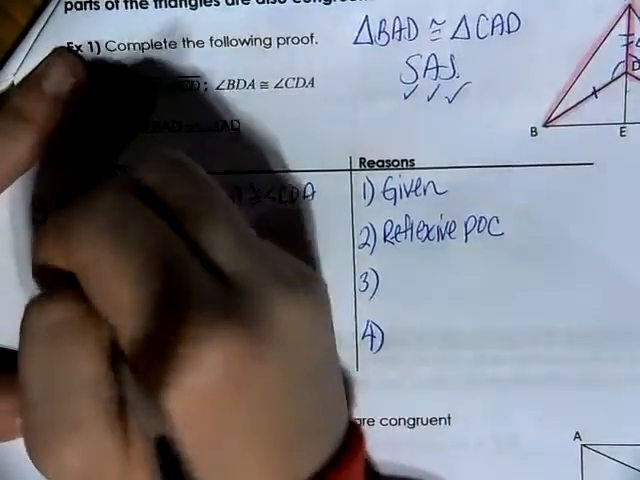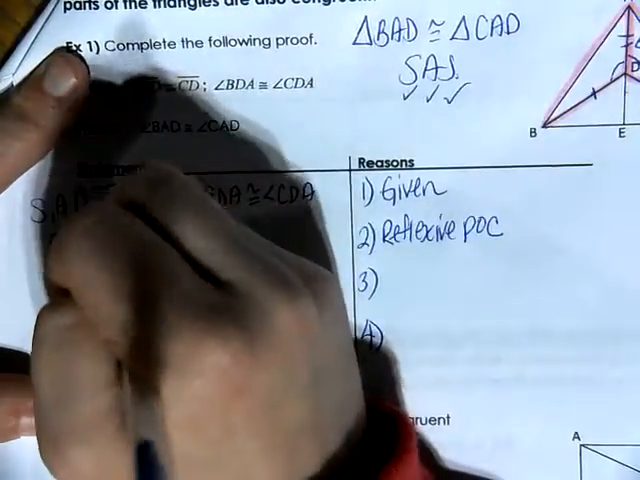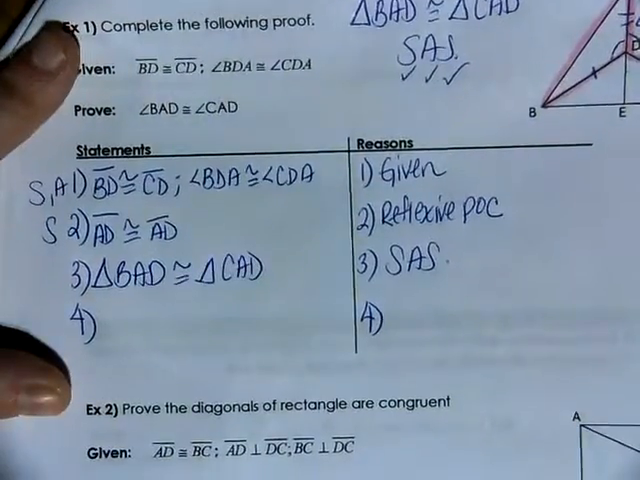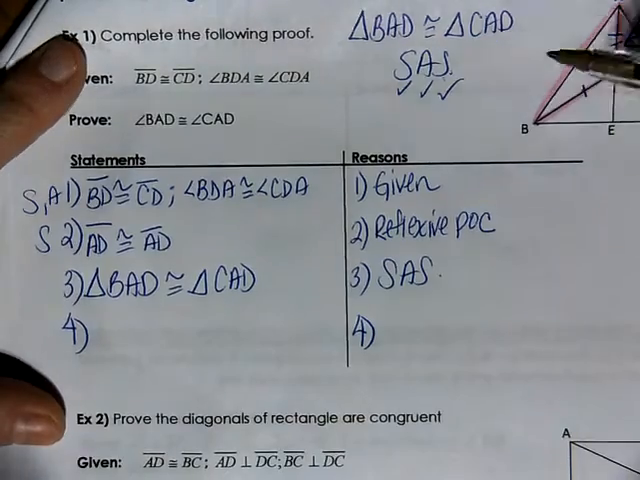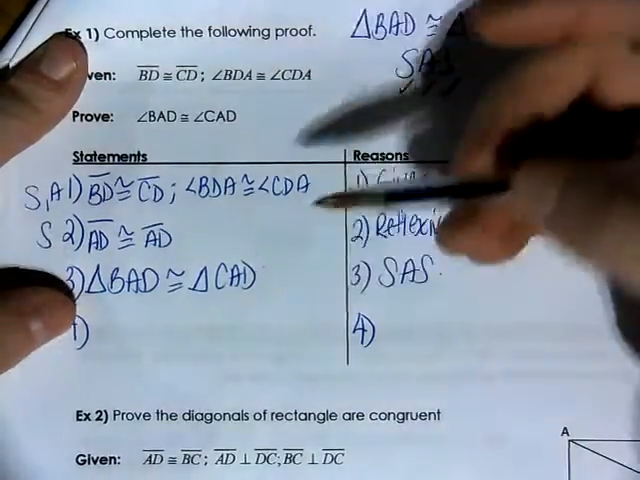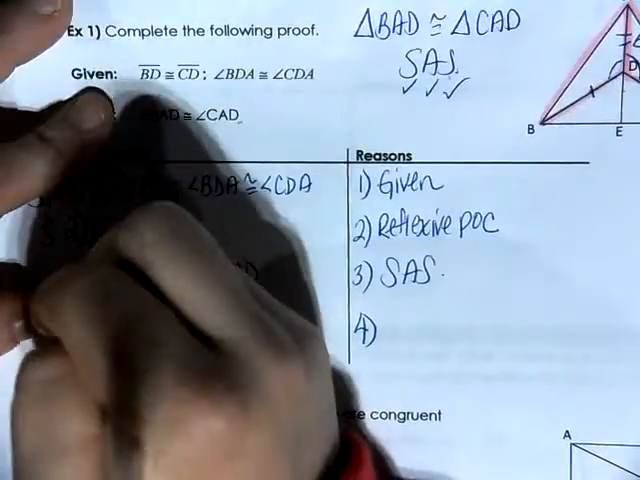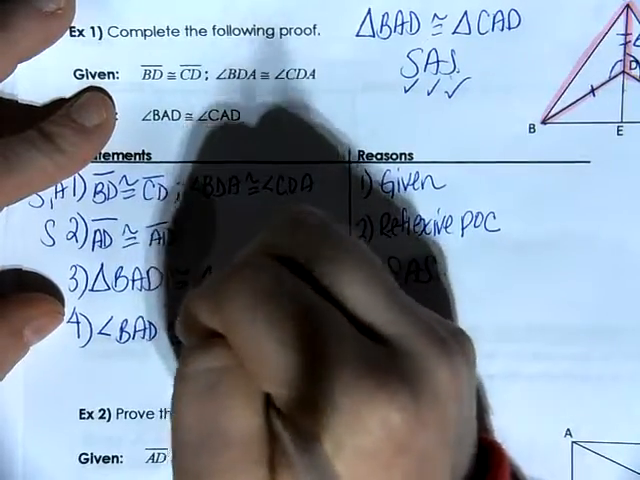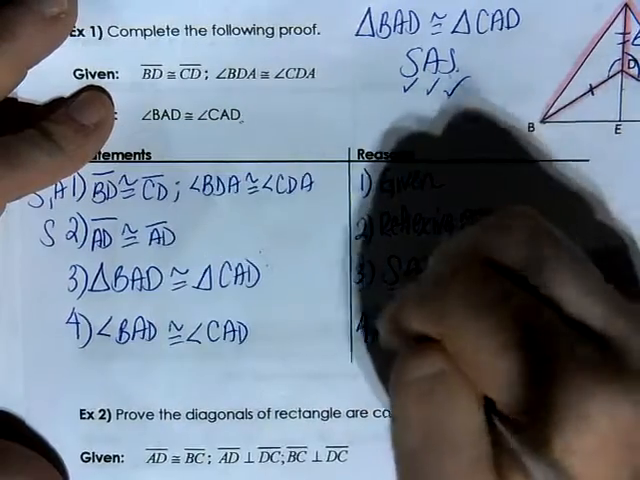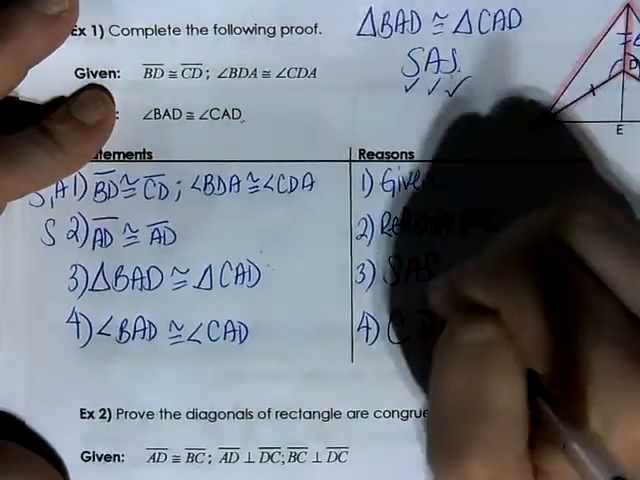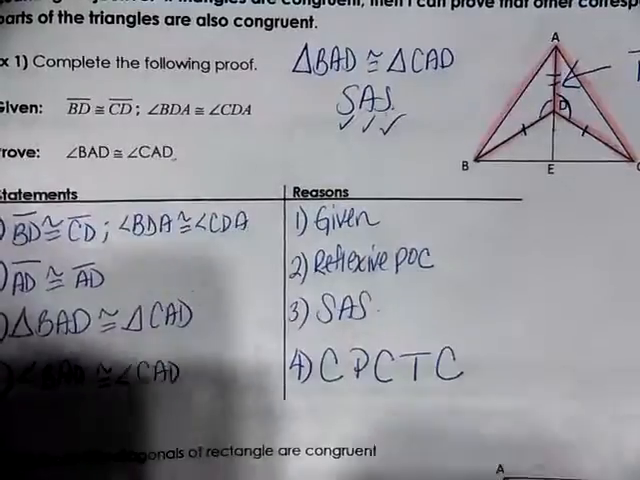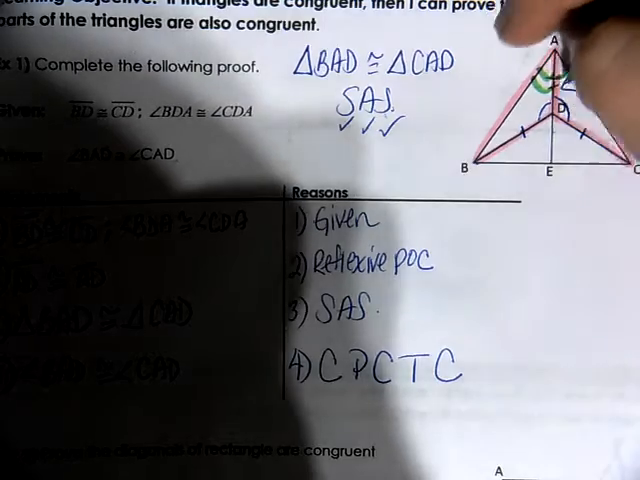So now I can say that triangle BAD is congruent to triangle CAD by side, angle, side. I now am ready to say that the triangles are congruent. And since those triangles are congruent, we have corresponding parts. Angle BAD has to be congruent to angle CAD by the fact that corresponding parts of congruent triangles are congruent. We can now say that these 2 angles are congruent to each other.